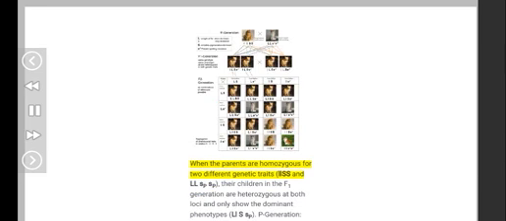When the parents are homozygous for two different genetic traits, LLSS and llss, their children in the F1 generation are heterozygous at both loci and only show the dominant phenotypes, LlSs. In the P generation, each parent possesses one dominant and one recessive trait, purebred, homozygous. In this example, solid coat color is indicated by S.